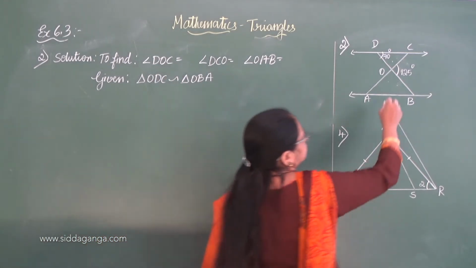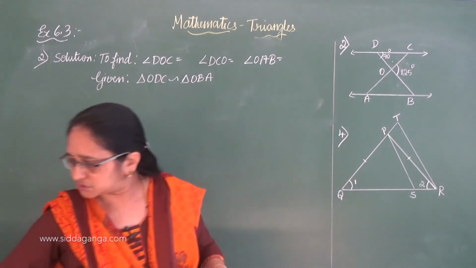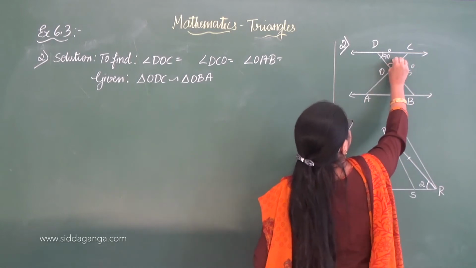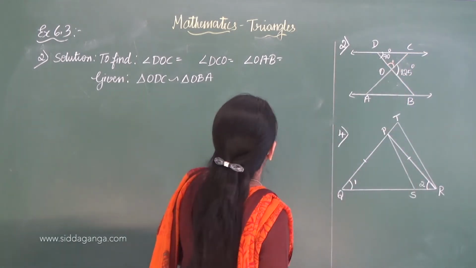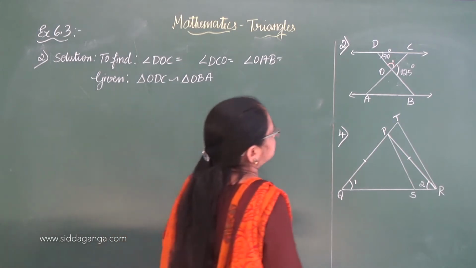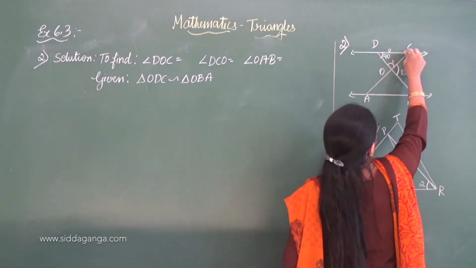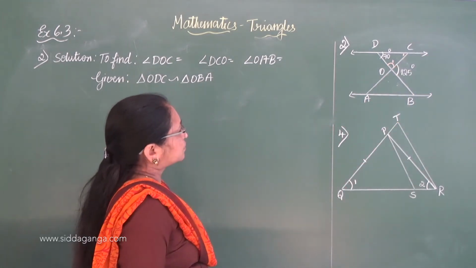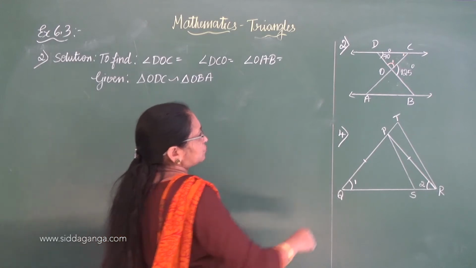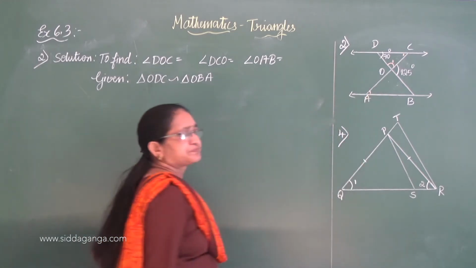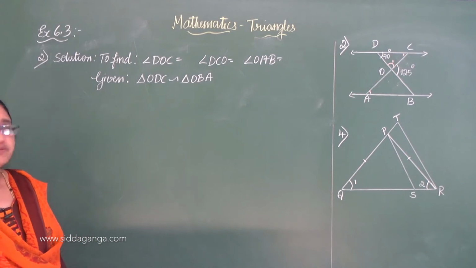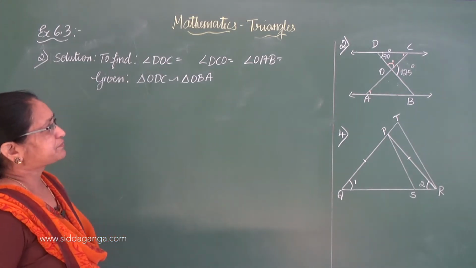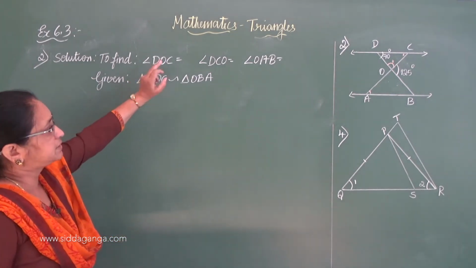See here, this one, I will mark in the color chalk. You have to find out DOC, this. Next, DCO, this one. Then OAB, this one. Now they have not given that they are parallel, so be careful, you can't write that. First let me find out angle DOC.